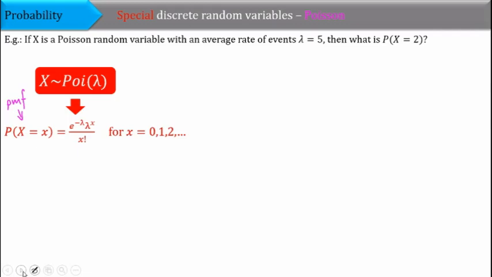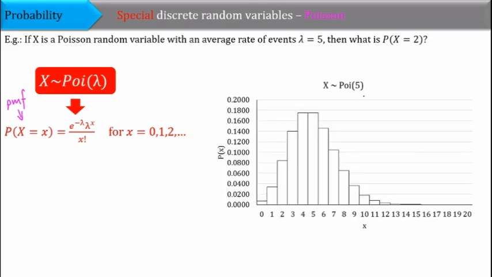Now let's have a look at an example. We are told that x is a Poisson random variable, and the average rate of events will be lambda equal to 5. So that means if we have a situation like in the previous slide where we have intervals or areas or volumes, then the average will be 5, and the way in which events happen in those intervals will follow a Poisson distribution. Now the question is, what is the probability of x equal to 2?